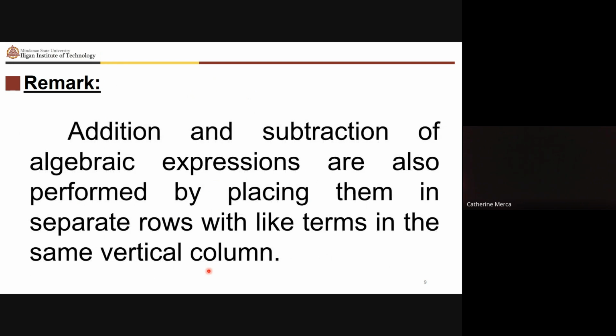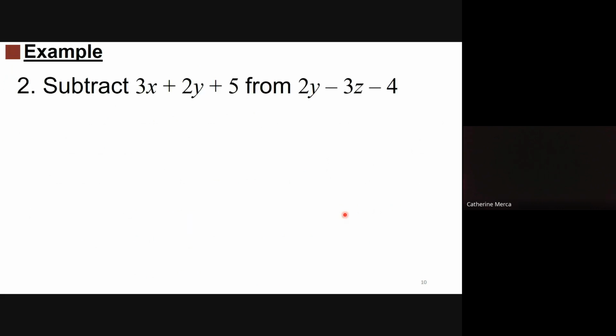We have the following remarks. The addition and subtraction of algebraic expressions can also be performed by placing them in separate rows with like terms in the same vertical column. So what we did earlier is a method wherein we solve horizontally, so we can also solve vertically.